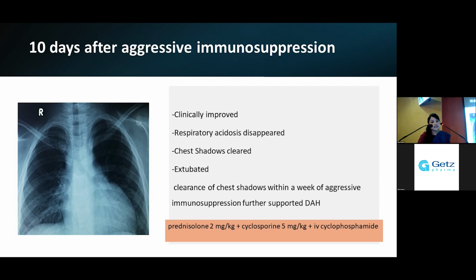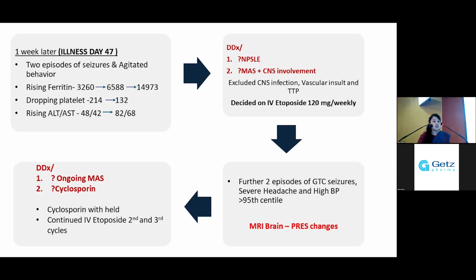And this was the chest X-ray taken after 10 days of aggressive immunosuppressive therapy. So the clearance of the chest shadows within a week of aggressive immunosuppression further supported our clinical diagnosis of diffuse alveolar hemorrhage. So at this point, the patient was on prednisolone 2 mg per kg, cyclosporin 5 mg per kg, and IV cyclophosphamide as well. And we thought that was the end of the story, but it was not.